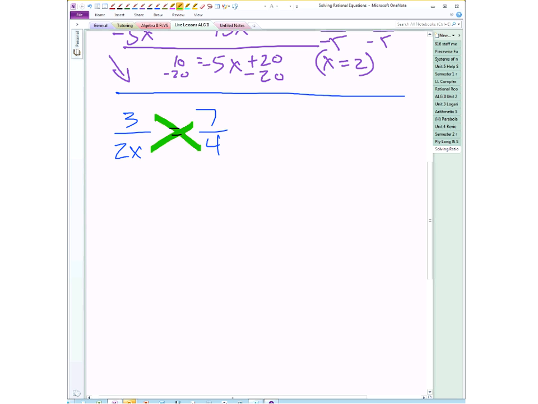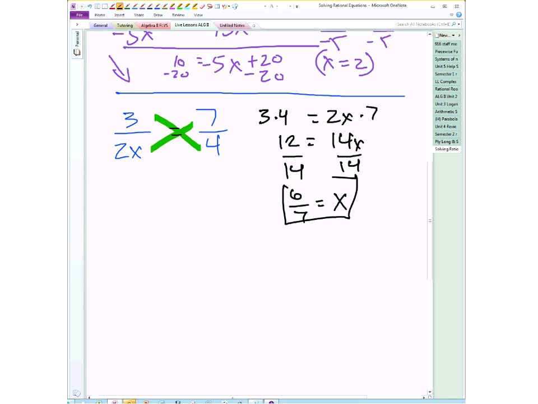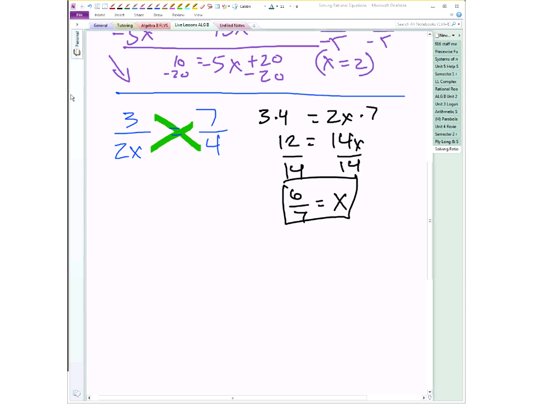All right, so I'm going to do it with cross multiplication first. Like I said, this is the way we solve proportions. So 3 times 4 equals 2x times 7. So 12 equals 14x. Divide each side by 14. And then that 12/14 reduces to 6/7. Right? And that's the answer I saw in the chat box quite a few times. So it looks like everybody's on the right path there.